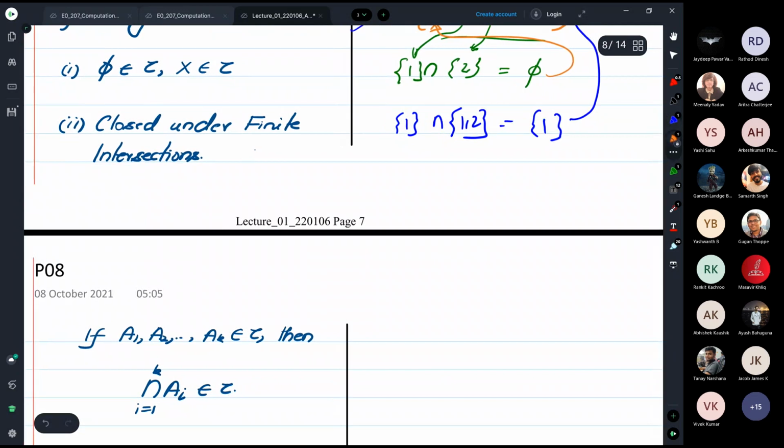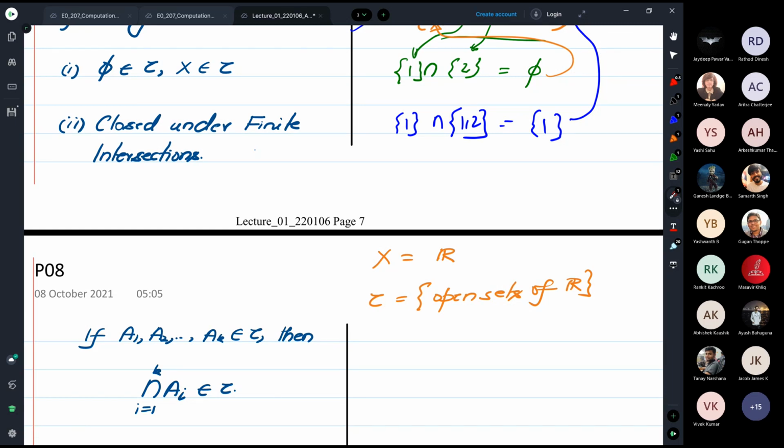Now let me give you a non-trivial example. Let's say X is R, and let's say tau is the collection of all open sets of R. I won't have time to define what an open set is, and it's also not a key thing that we will be required to study in this course. However, those who are interested can look it up on Wikipedia or elsewhere. If you look at the collection of all open subsets of R, then this collection together with this space X can indeed be viewed as a topological space.